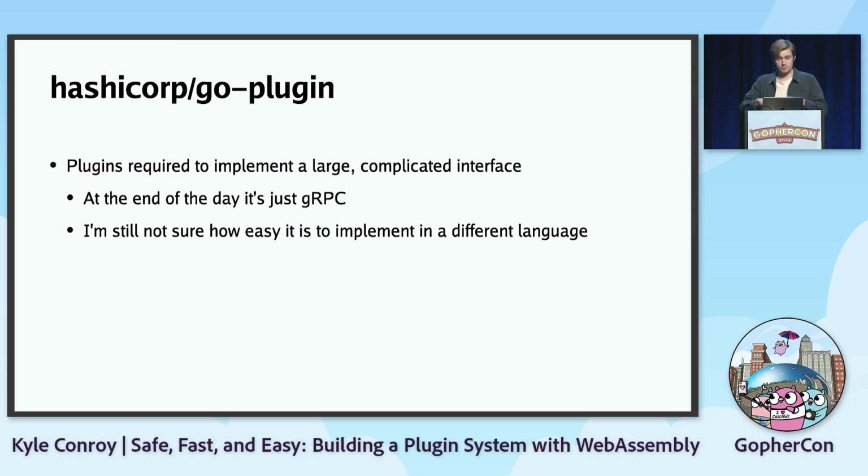At the bottom, it is just gRPC, so you technically can write a HashiCorp plugin in any language that supports gRPC. But they only have an SDK for Go. So it's great if you write Go, and if you don't, it's not super great for you. I think it probably wouldn't take too long to figure out how to implement this in a different language, but as far as I could tell, I haven't seen anybody else do it.